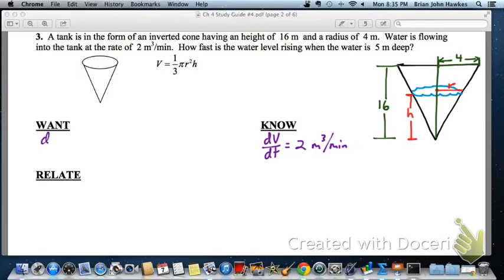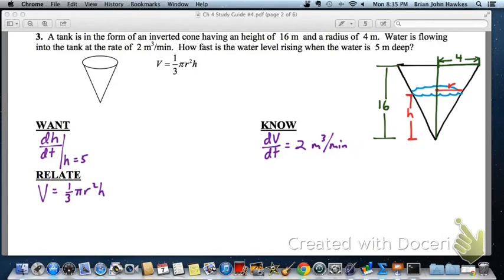Okay, but what we want to know is how fast is the water level rising. So we want to know what dh/dt is at the precise moment when the water is 5 meters deep. Because I've already labeled my diagram, I can write that as dh/dt at the moment that h is 5. And then we're given the volume of a cone, which is 1/3 pi r squared h.